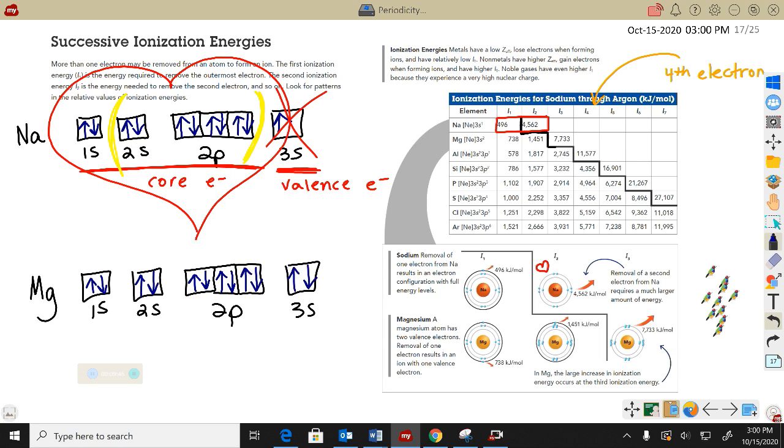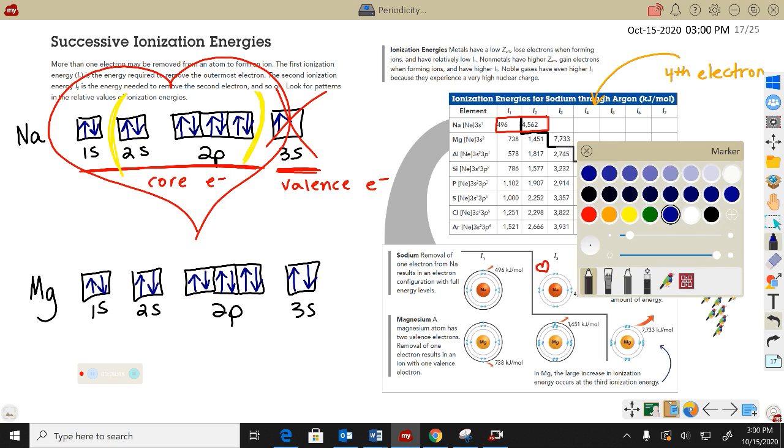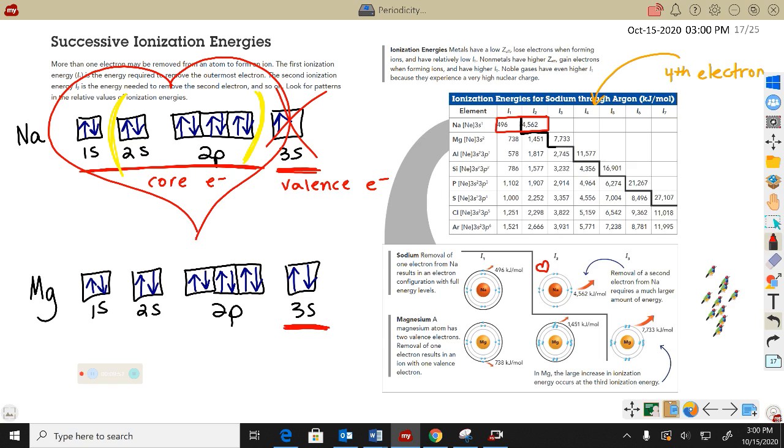Okay, so my valence electrons are all the electrons in the highest energy level. So this 3s2, that's my valence. And my core electrons are all of the inner full orbitals. Here's my core.